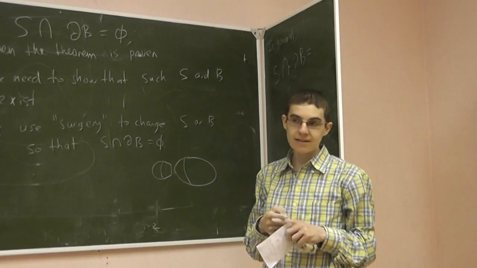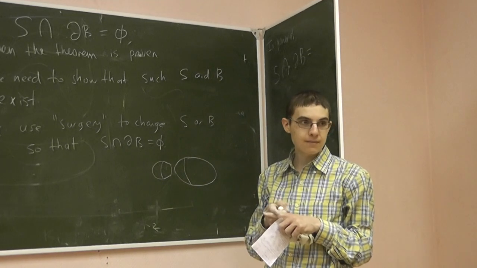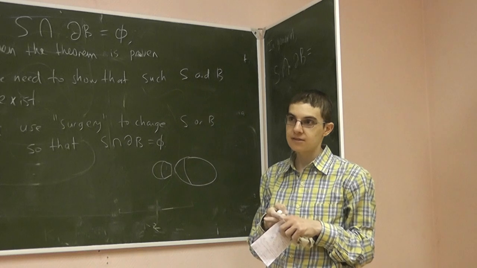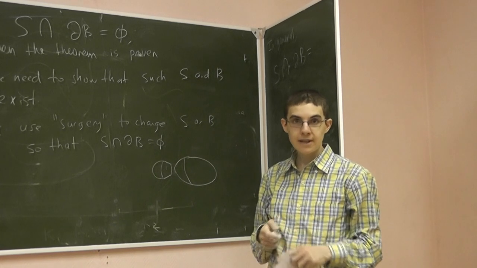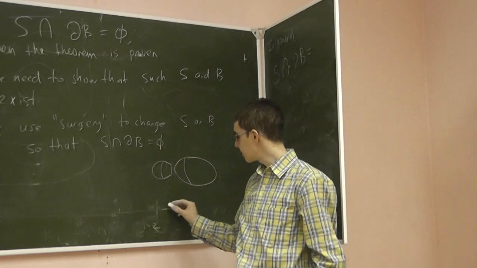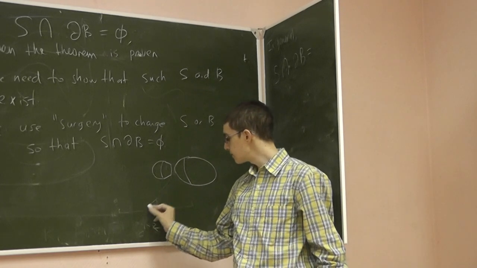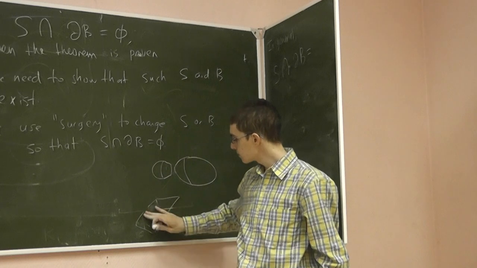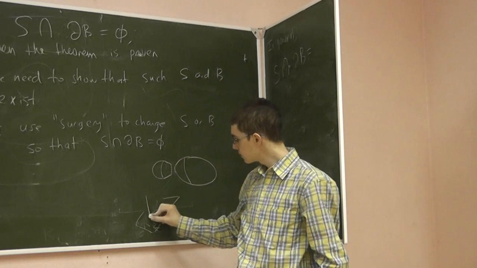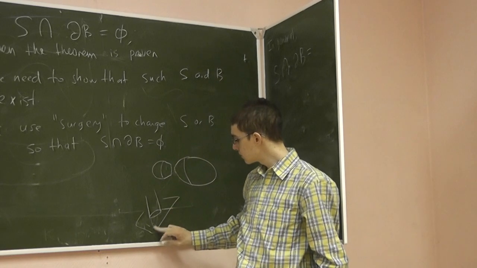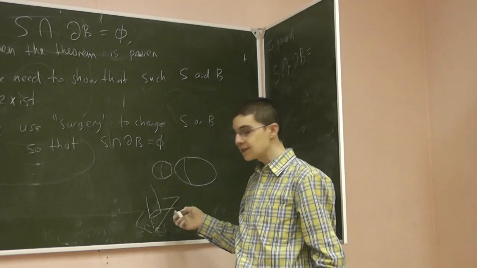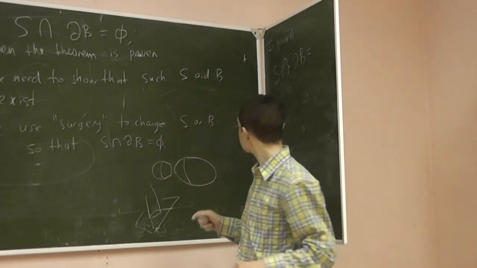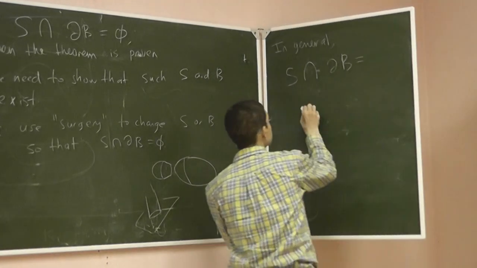But now, how could they intersect so that I couldn't wiggle them to remove the intersection? They could intersect in a circle, that's right. In general, two surfaces will intersect in circles.